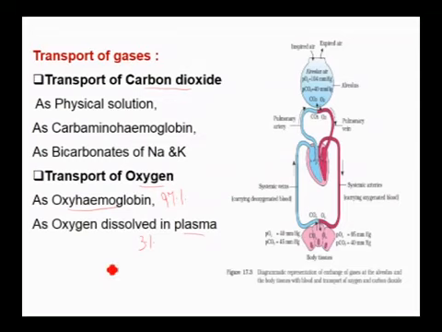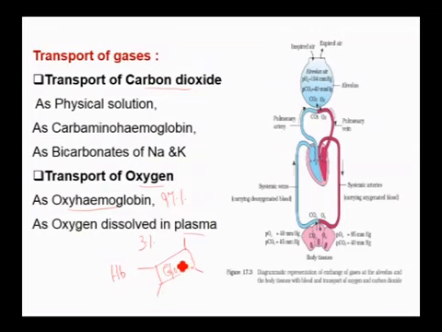Children, we usually call hemoglobin a respiratory pigment. We have learnt hemoglobin is a conjugate protein. It has two parts within it, globin and heme group.